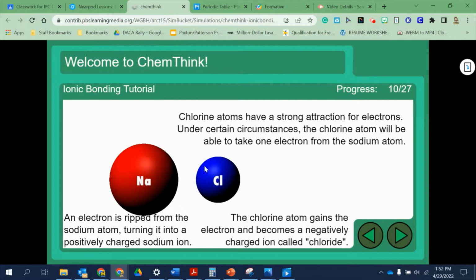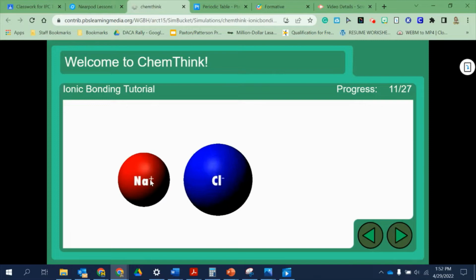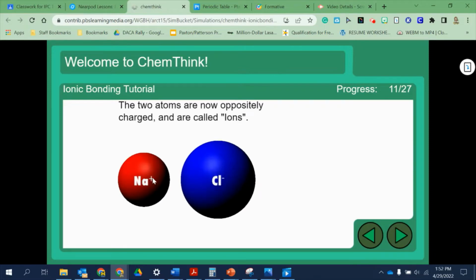So the chlorine atom gains the electron and becomes negatively charged. It's going to be called chloride once it becomes negative. That part's not so important for us, but just remember, it will become a negative ion because it's going to gain an electron. So there you see, one lost that electron becoming positive, and this one gained an electron becoming negative. The two atoms are now oppositely charged and called ions. A positive ion is a cation, a negative ion is called an anion, and now positive and negative will attract.